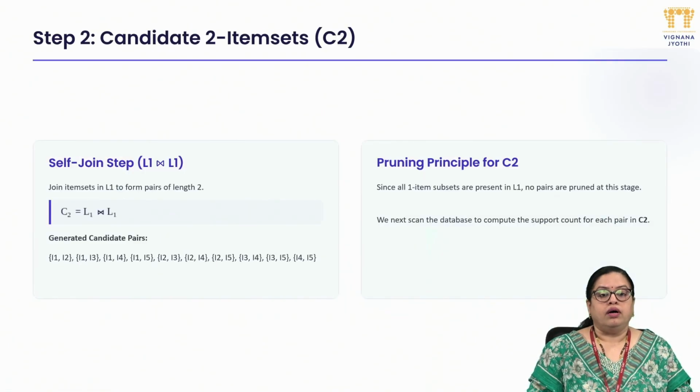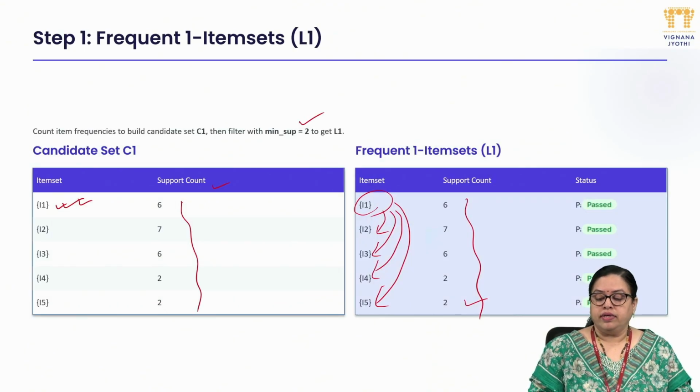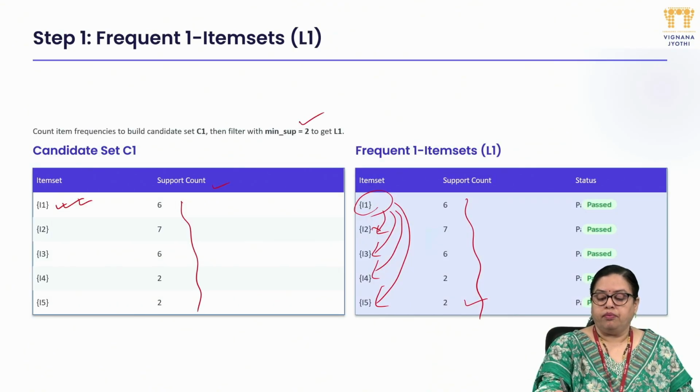Like this one set we are preparing. First I1 with I2, I1 with I3, I1 with I4 and I1 with I5. Next, what should we do? Once again we do the same operation.